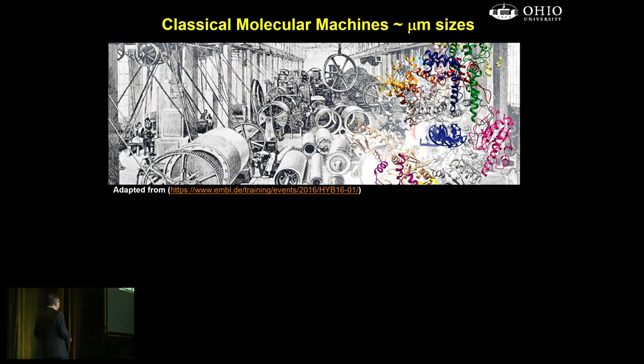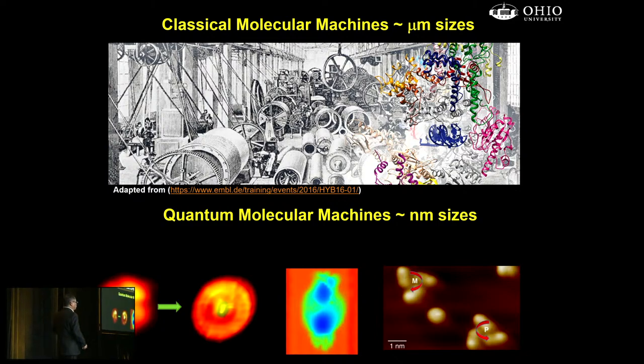Those are all classical mechanics, simply because the sizes of these molecular machines are in micrometer or submicron scales. But if the machines are getting much smaller, like in the nanometer regime, then many of them no longer follow classical mechanics. They start to follow quantum mechanics. So the laws of quantum mechanics dictate how they operate.